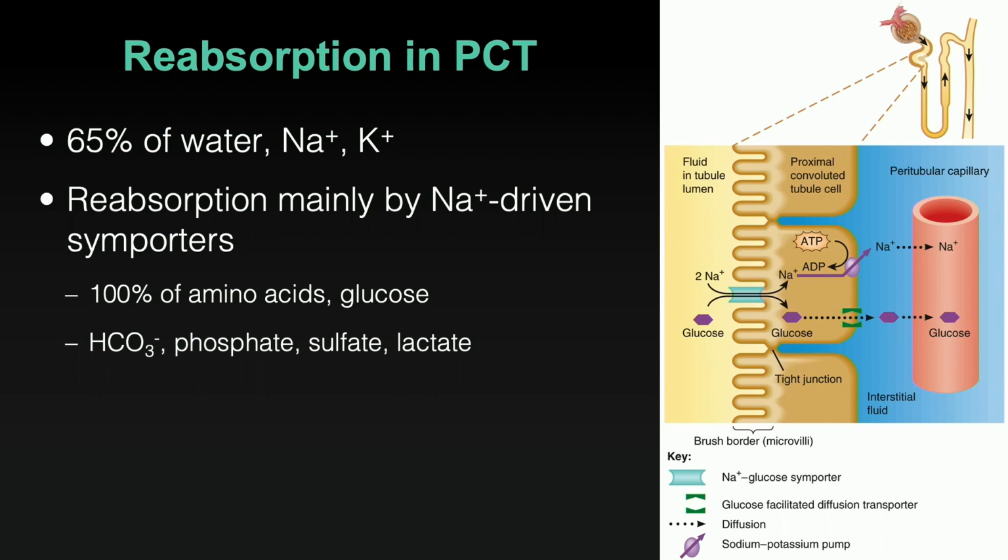And because the filtrate coming in is fresh and there are high concentrations of things like sodium, 580,000 milligrams in the filtrate coming into the proximal convoluted tubule, we have a large sodium gradient that we can leverage to move both it and water and other substances.